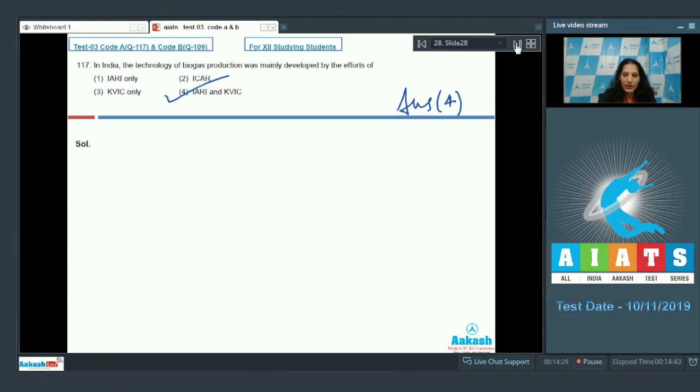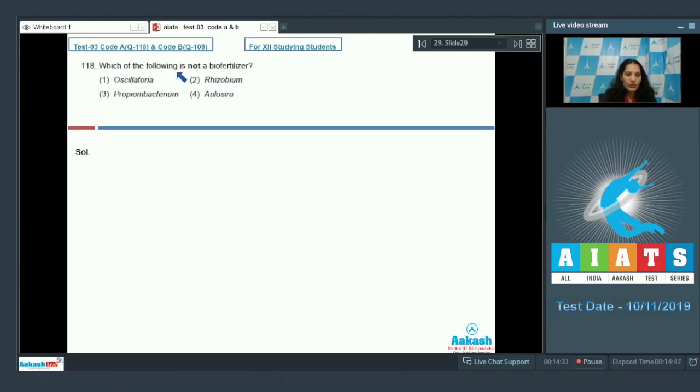Let's move to the next question. Question number 118. Which of the following is not a biofertilizer? Oscillatoria, rhizobium, oleocera, they all are important biofertilizers. They are organisms which can be used as fertilizers and that's why they are biofertilizers. Propionibacterium is a bacterium which is used to ripen the Swiss cheese. So the large holes in the Swiss cheese are due to this bacterium. This is not a biofertilizer. So the correct option for the given question is option number 3.